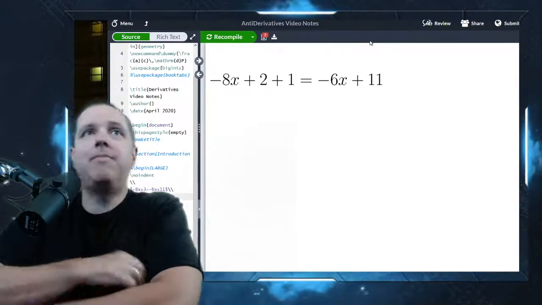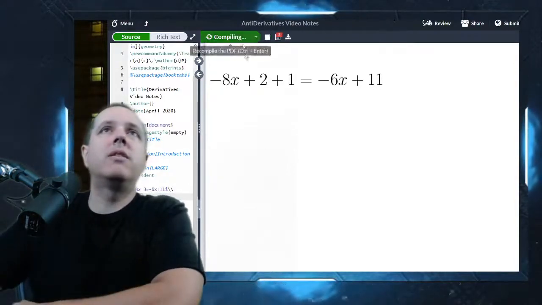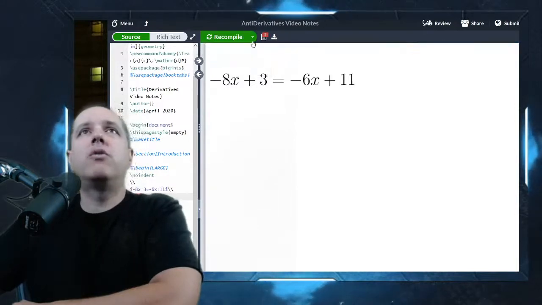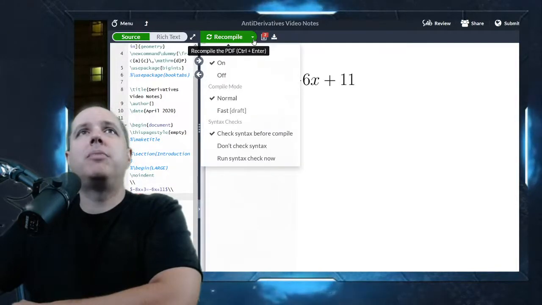I'm going to add, why is it not? It's weird. Auto compile is on, but it doesn't keep updating for some reason.